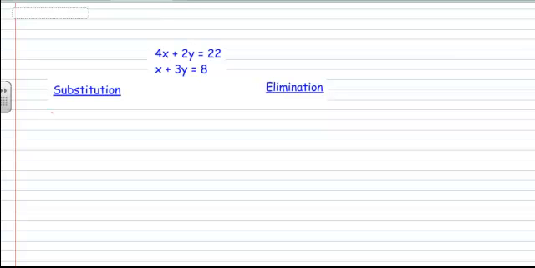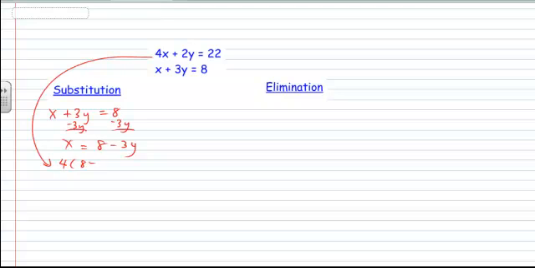So in this problem we have here, I have x by itself being added to 3y. If I subtract 3y from both sides, x is equal to 8 minus 3y. Now that I know what x is, I can plug that in as x to the other problem. So 4 times 8 minus 3y plus 2y equals 22. I can distribute.